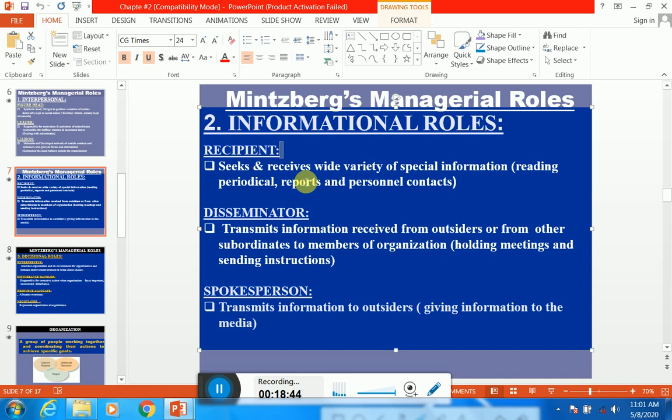In simple words, if I would like to explain, recipient is simply a monitor role where it seeks and acquires work-related information. For example, scan, read trade presses, periodicals and reports etc., and even attend seminars, trainings, and maintain personal contacts.